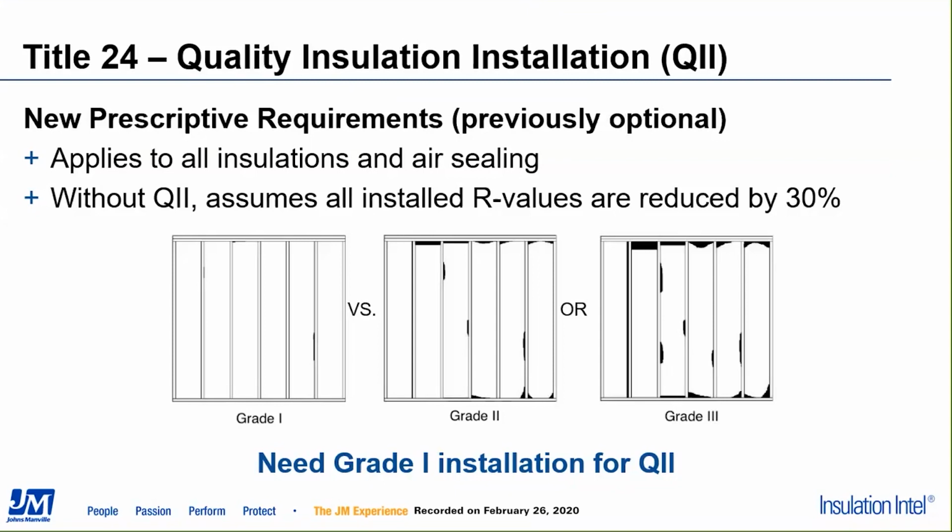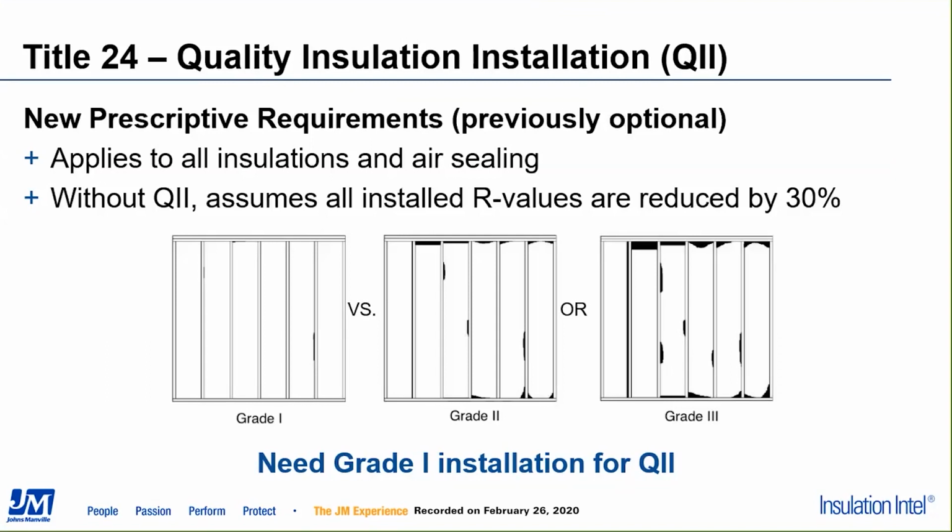And now this requirement is prescriptive. So whenever we are trying to show compliance for our building, if we don't check the box that says we are taking QII credit, all of these R values that are being plugged into the software when it does the calculations will all get reduced, and there's actually an additional air leakage that gets introduced into that as well. So you take a hit on both of those.